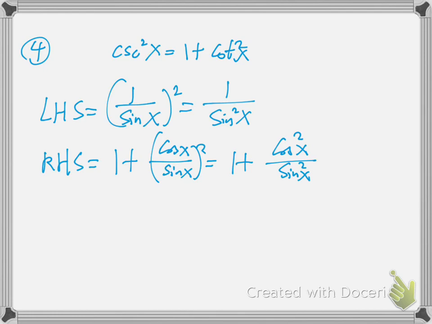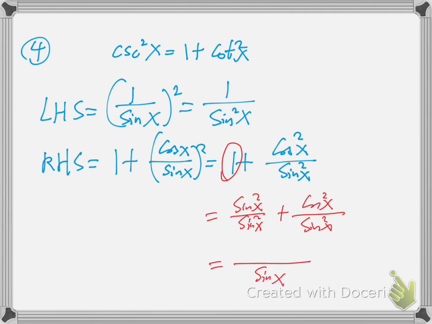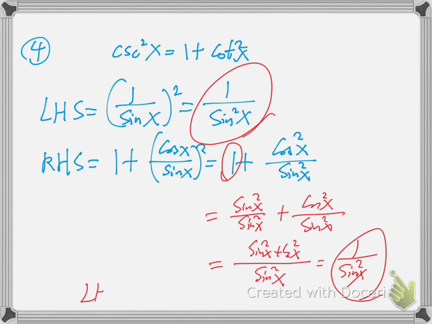Now it's the same situation. You can change this 1 to sine squared over sine squared. Common denominator, that's how we add or combine fractions. Then we got sine squared plus cosine squared over sine squared, so this is 1 over sine squared. You see the left hand side and right hand side are equal, using the Pythagorean identity.